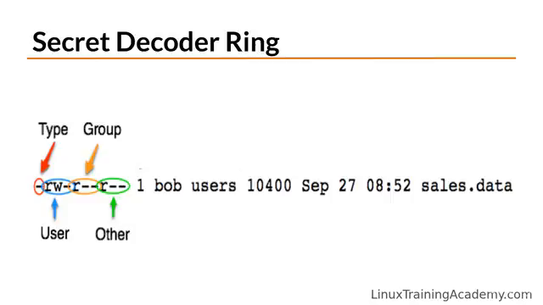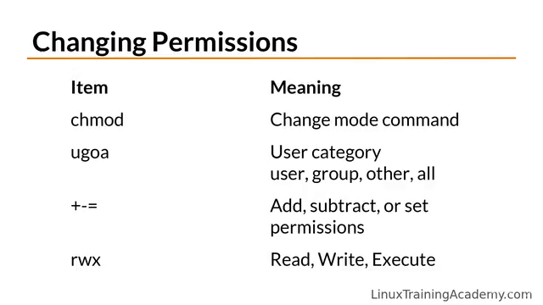With permissions, order has meaning. So permissions will always be displayed in this order: user, followed by group, and finally others. Also, the permission types of read, write, and execute are always displayed in that order too. So if a particular permission is not granted, a hyphen will take its place. Permissions are also known as modes. That's why the command you use to change permissions is called chmod, which is short for change mode.